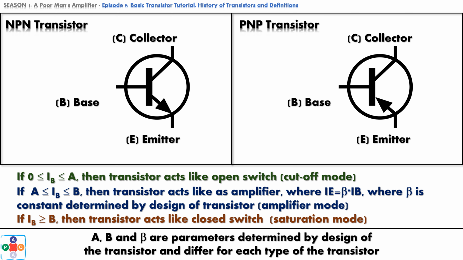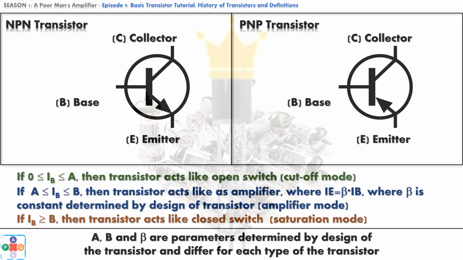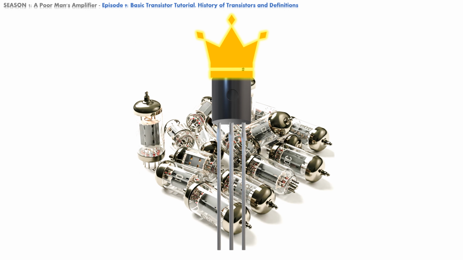We'll make separate videos, covering in detail every mode of operation of the transistors. The values A, B, and beta are predetermined by the design of the transistor, and are not the same for every type of transistor. In the next video we will go into details about modes of operation of the transistors. We will see how NPN transistor acts as a switch in circuits.